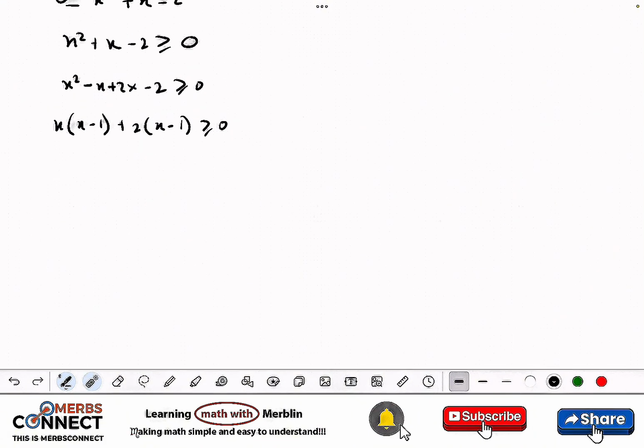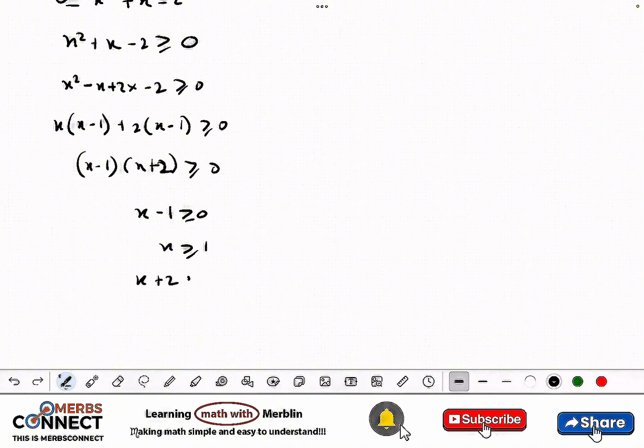So since we have this one common, we are going to have x minus 1, x plus 2 greater than or equal to 0. Then we are going to have x minus 1 greater than or equal to 0, x is greater than or equal to 1, then x plus 2 greater than or equal to 0 will be x is greater than or equal to -2.